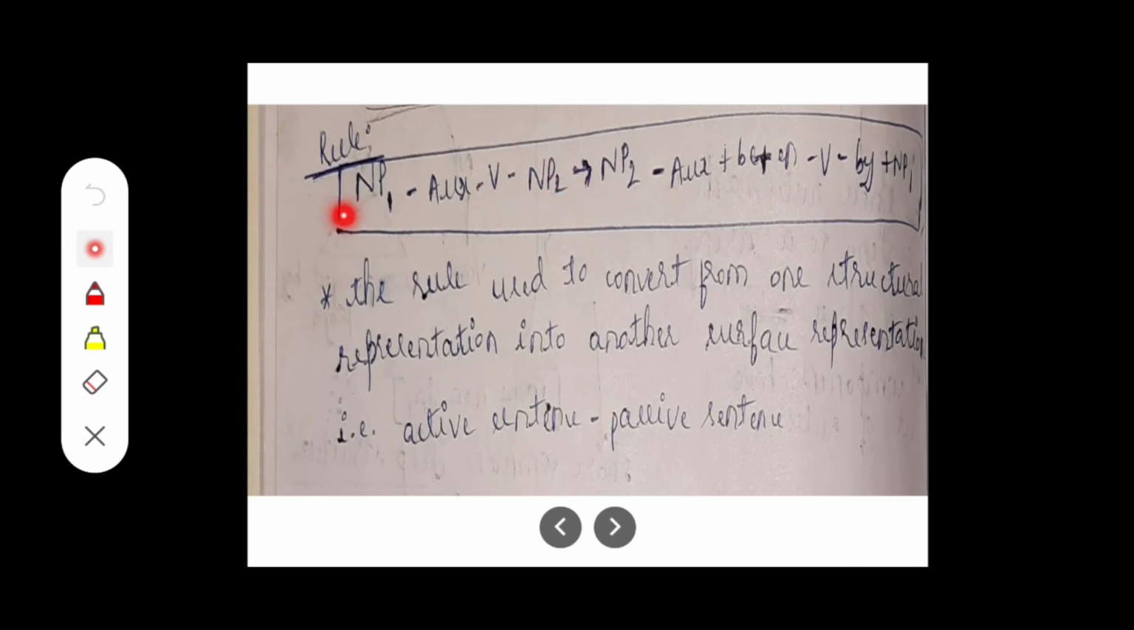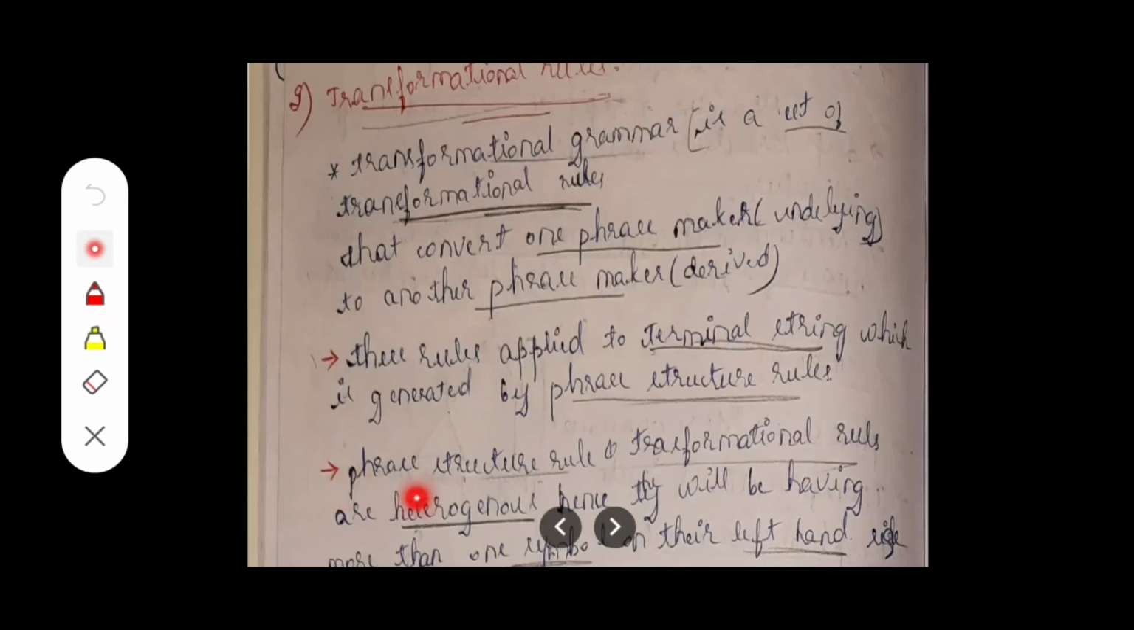Only one term? No, right? We'll be having more than one term, that is np1 is one term, auxiliary verb is one term, verb is one term, np2 is one term. So that is what they explained here. These two, that is phrase structure rules and transformational structure rules, are heterogeneous, hence they'll be having more than one symbol in their left hand side.